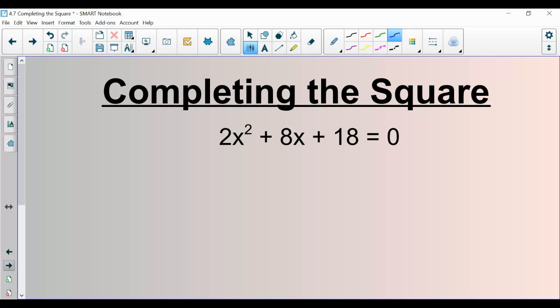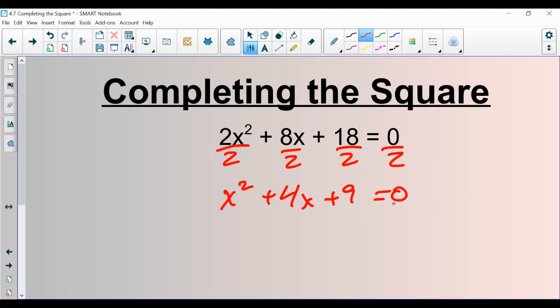Now in this problem, I already told you that the a term has to be 1 and the a term isn't 1 here. However, this problem is still doable with completing the square simply because you'll notice that this one has a 2 in front of it. So what I could do is I could just divide everything by 2, and that doesn't change the equation. So if I divide everything by 2, x squared plus 4x plus 9 is equal to 0. Now this equation and this equation, the top one in black, are going to have the exact same answer. And I was able to do that just because they were all divisible by 2, and so it didn't create any fractions.